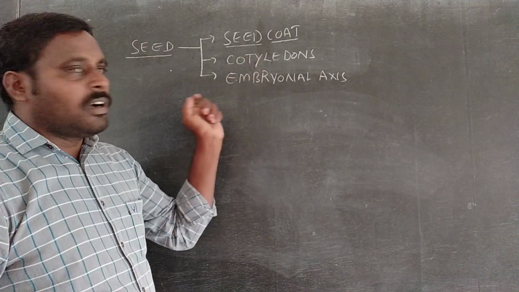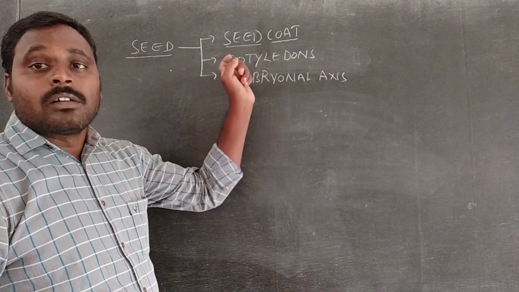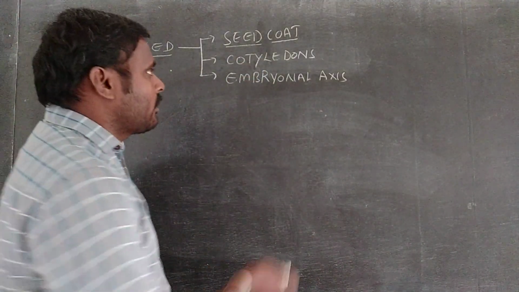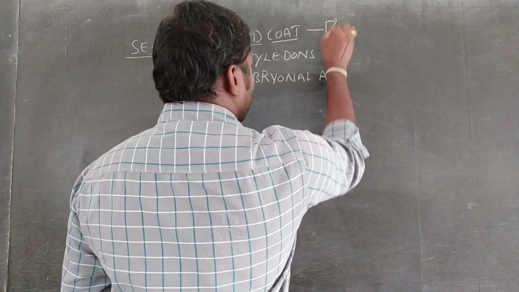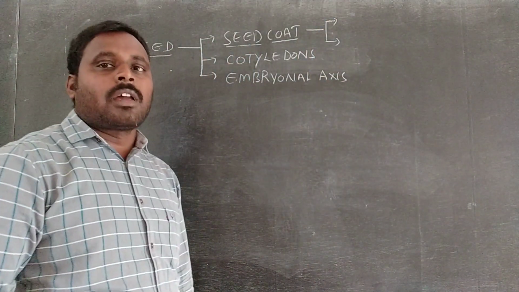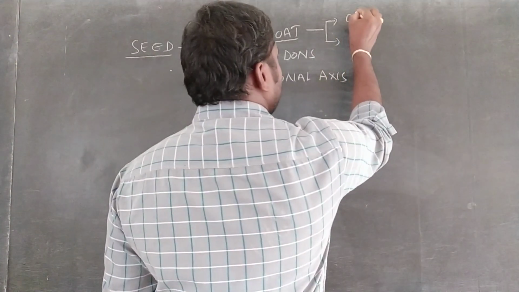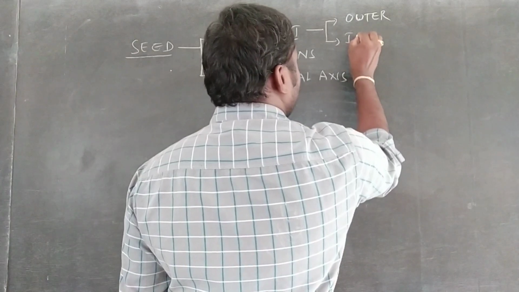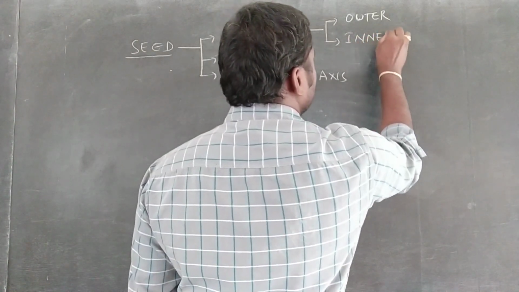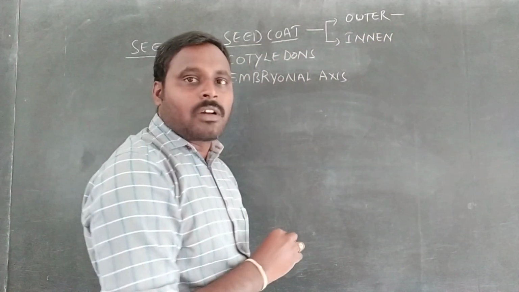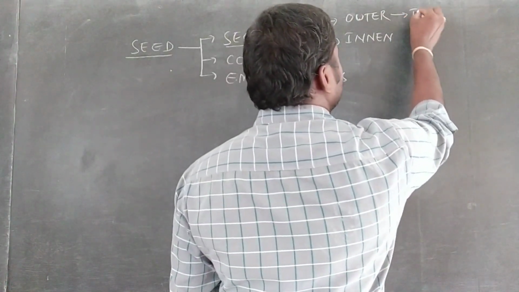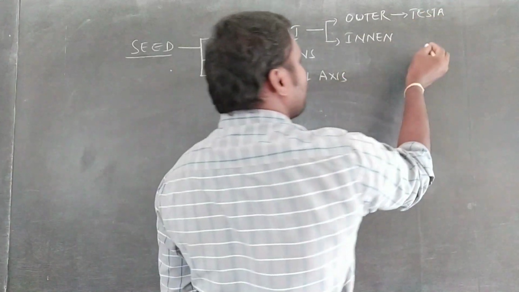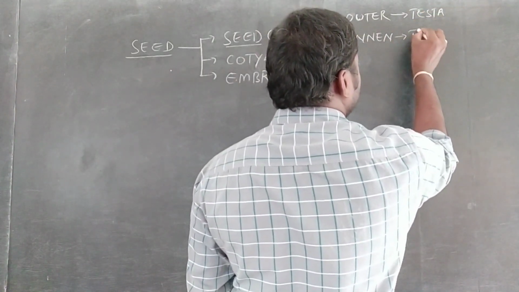The seed is covered and protected by one or two hard protective layers called seed coats. How many seed coats are there? Two seed coats. What are those two? The outer seed coat, which is called the testa, and the inner seed coat, which is called the tegmen.